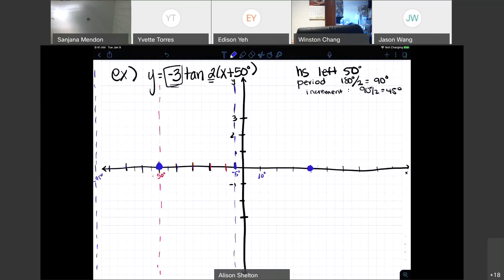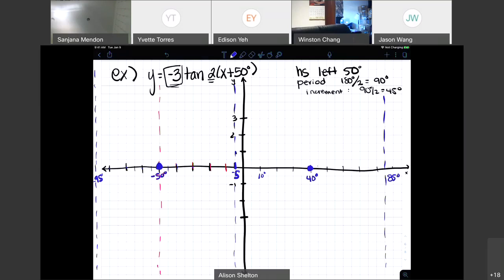And then 45 degrees later at 85 degrees, 1, 2, 3, 45, you're going to have another important point where there's going to be an asymptote. So here there are asymptotes at -95 degrees, -5 degrees, and at 85 degrees. And we're crossing the midline at -50 degrees, and we're crossing the midline at 40 degrees.